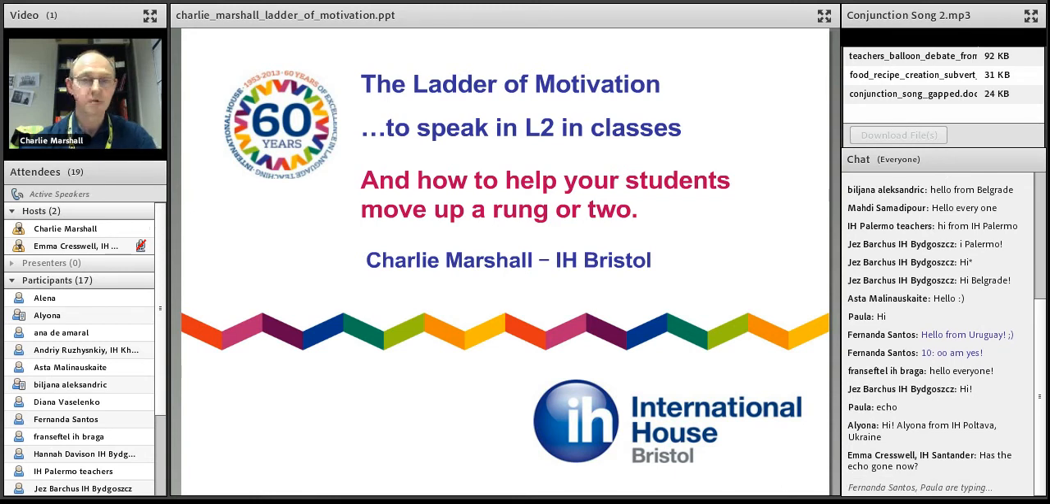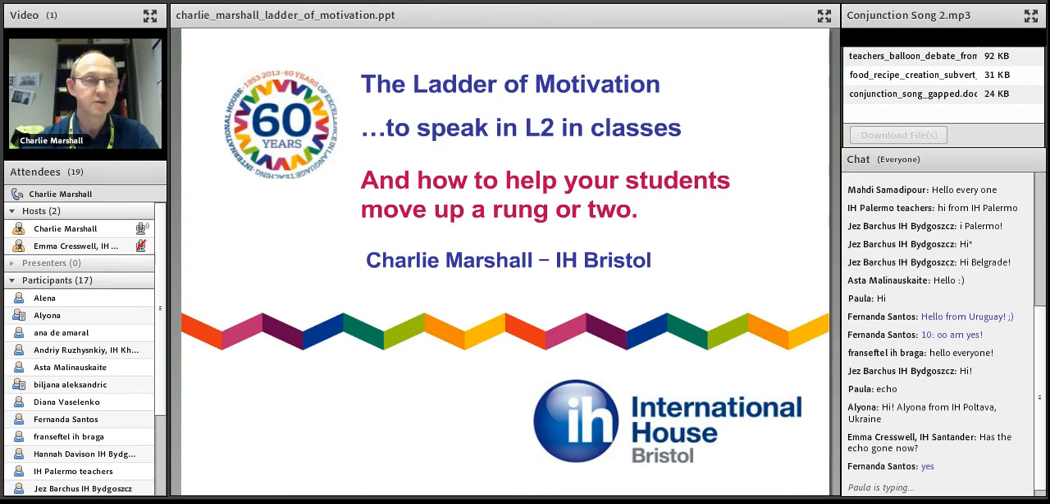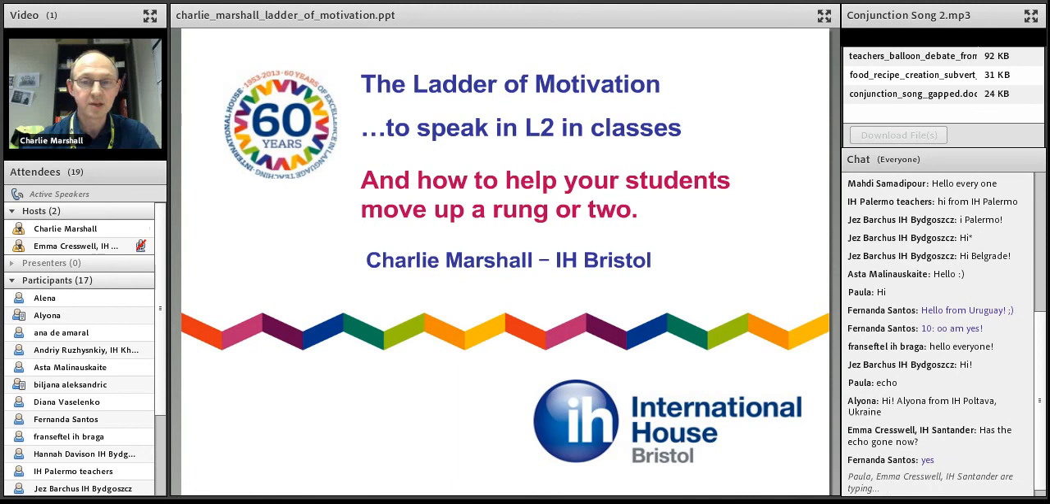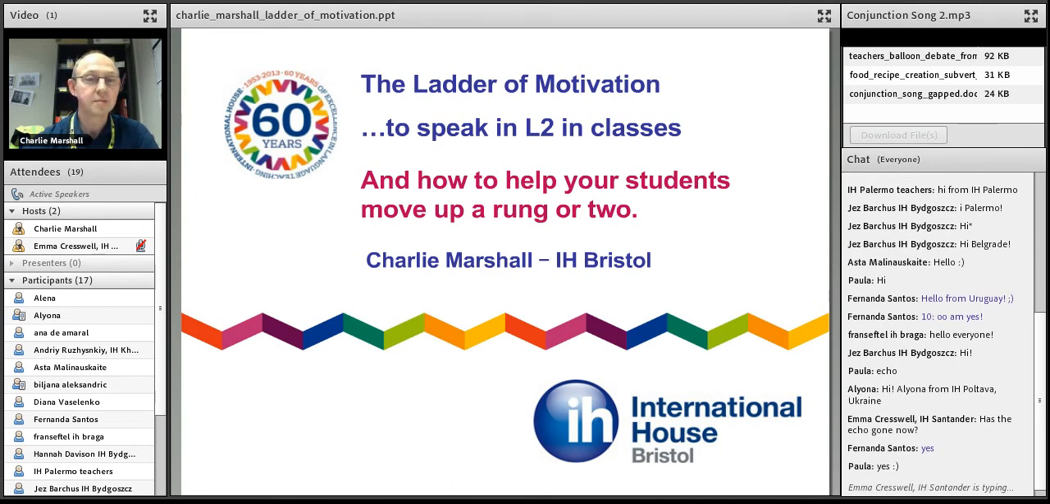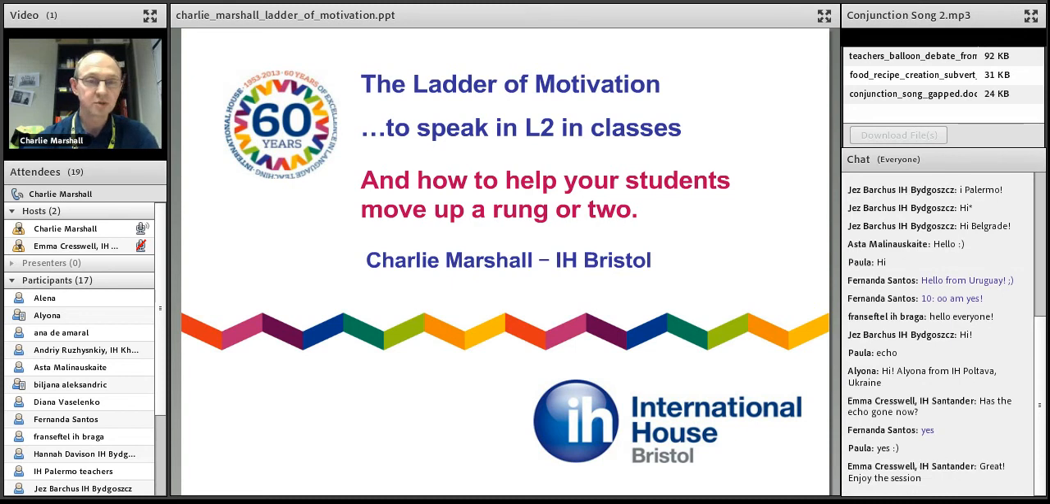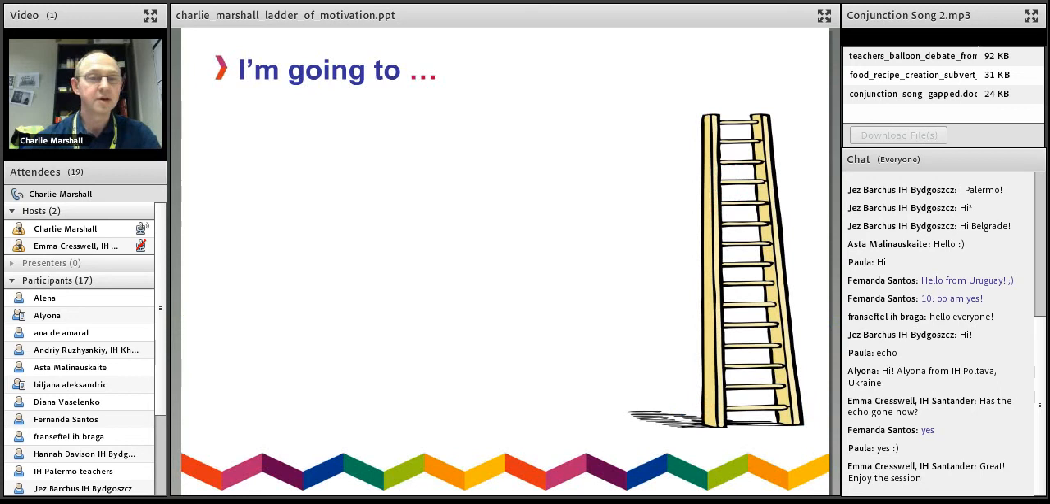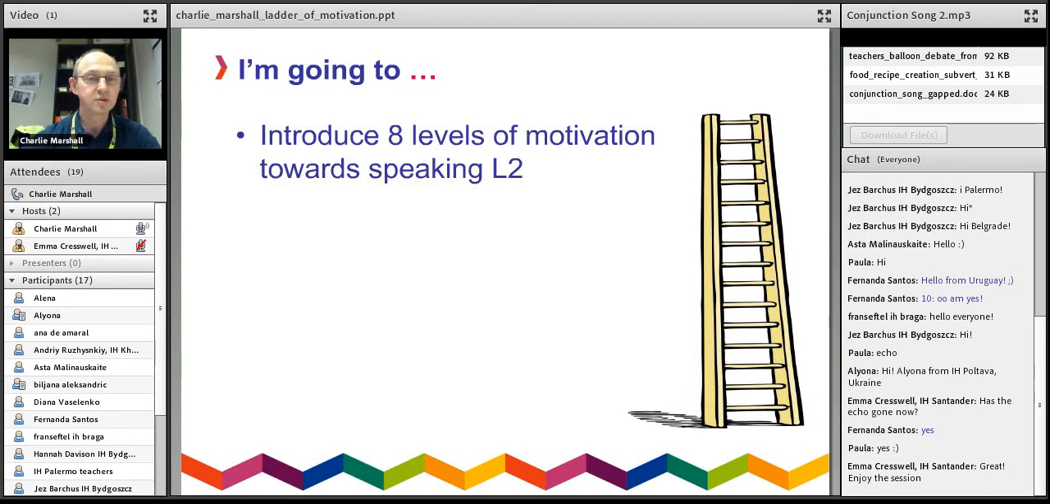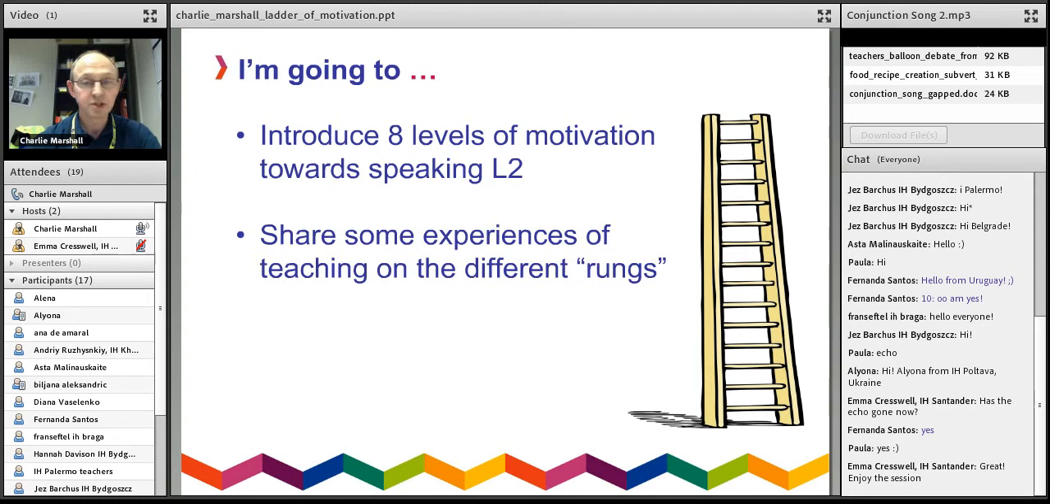But today I'm talking to you about how to motivate and activate your young learners, because this is something I think we have found out a lot about how to do in our summer courses. And I'm going to talk to you about it in terms of a ladder. This is my idea. I'm going to introduce 8 levels of motivation, particularly motivation about speaking in English, speaking L2, or other languages if you're teaching other languages. I'm going to share some experiences of teaching on different rungs of that ladder system, and then some ideas for how to move people up to higher levels on the ladder.